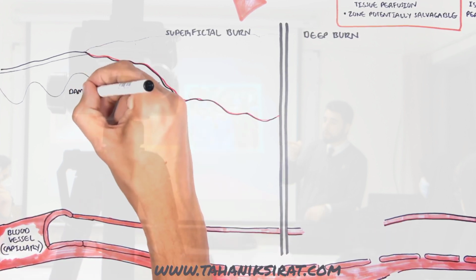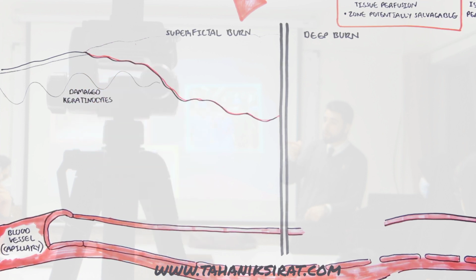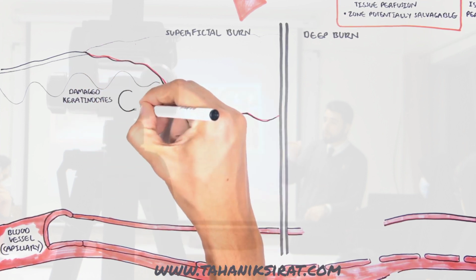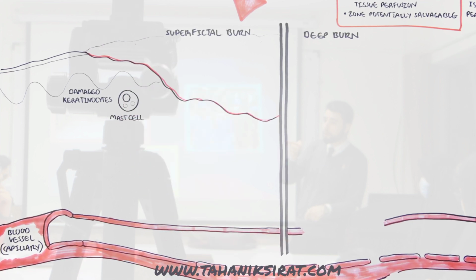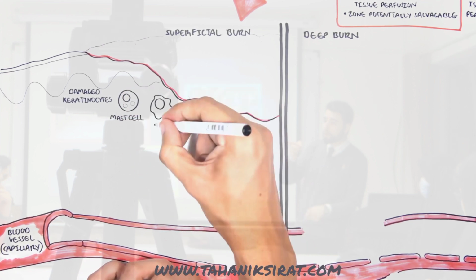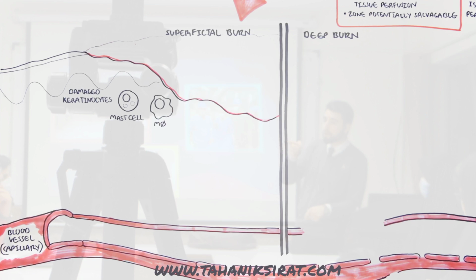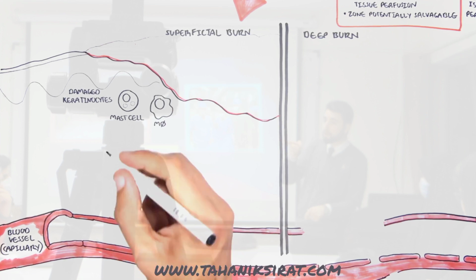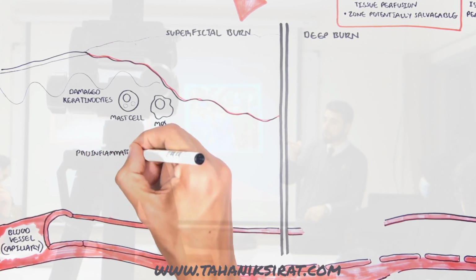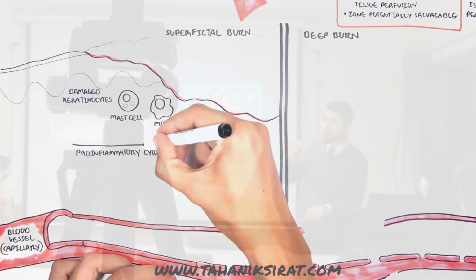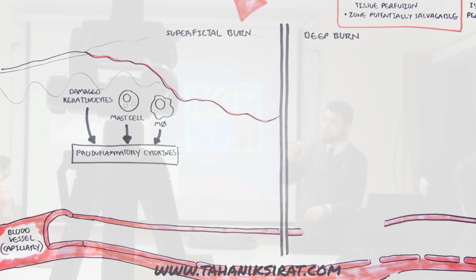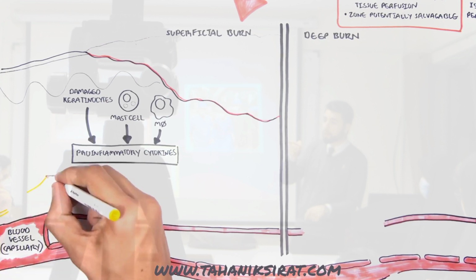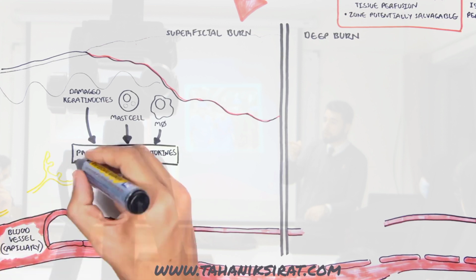Superficial burns will damage the keratinocytes, which are your cells in the epidermis, and will also activate an immune response. So it will activate immune cells around the area, such as mast cells and macrophages. The damaged keratinocytes, the mast cells, and the macrophages will secrete pro-inflammatory cytokines, triggering an immune response. The cytokines will stimulate nerve endings around the dermis.